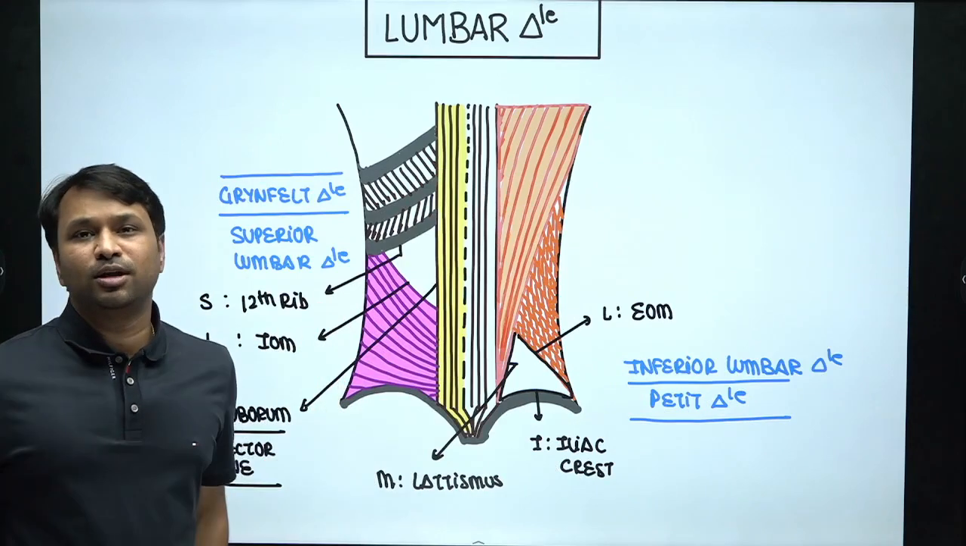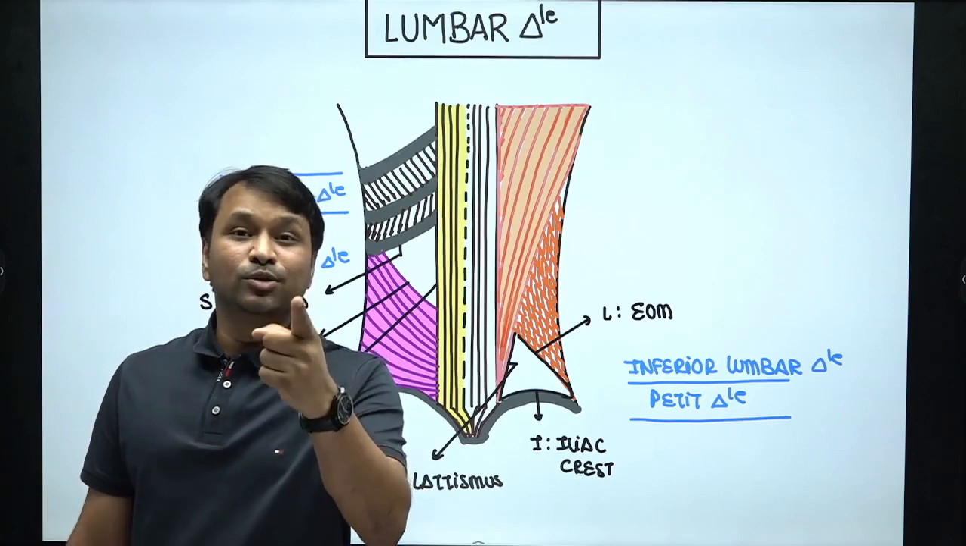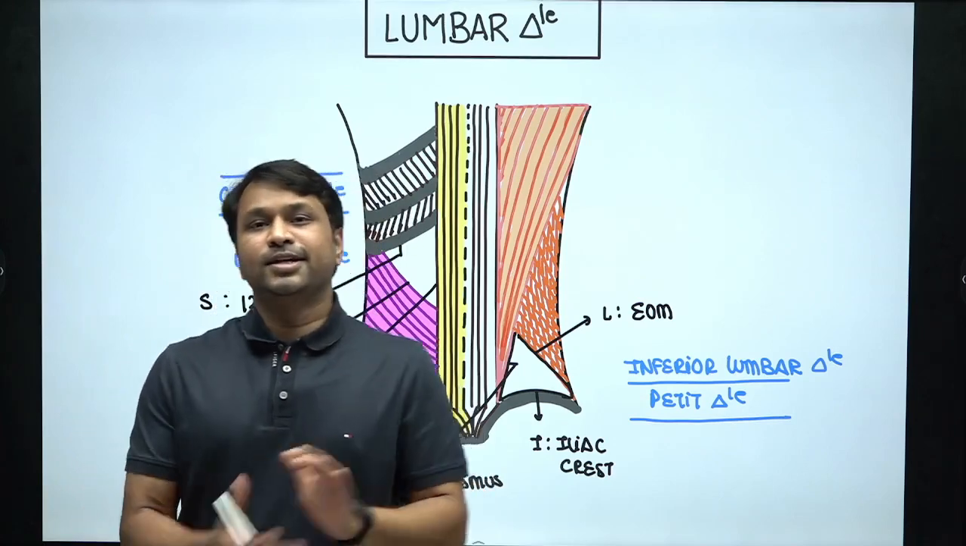And this is your lumbar triangle, the site for your lumbar hernia. Remember the surgery's name, the Dowd and Ponka repair. That's it from the triangular component.